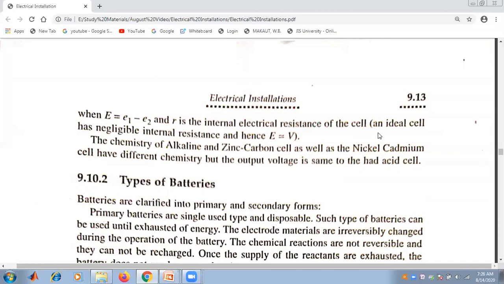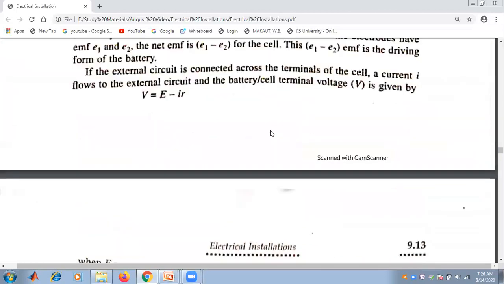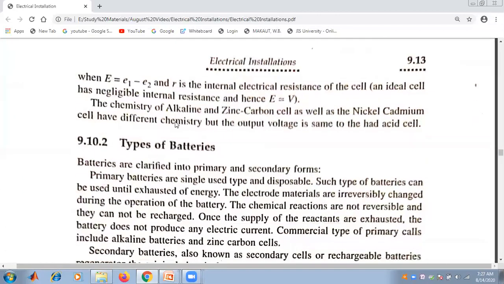So for an ideal cell which has a negligible internal resistance, we can write that E is nearly equal to V. So E minus IR, that is the voltage drop across the internal resistance of the battery, is equal to the terminal voltage of the battery V. This is the general operating principle of a battery.